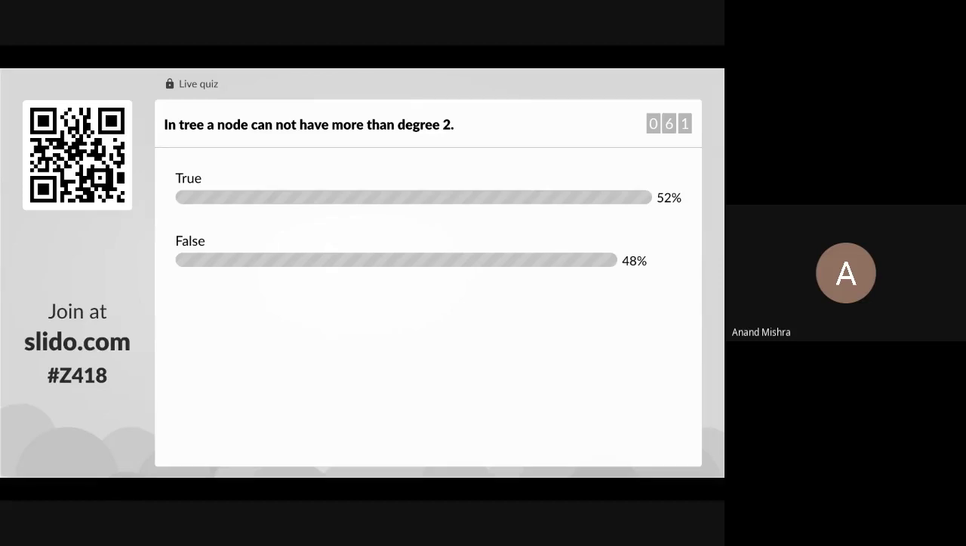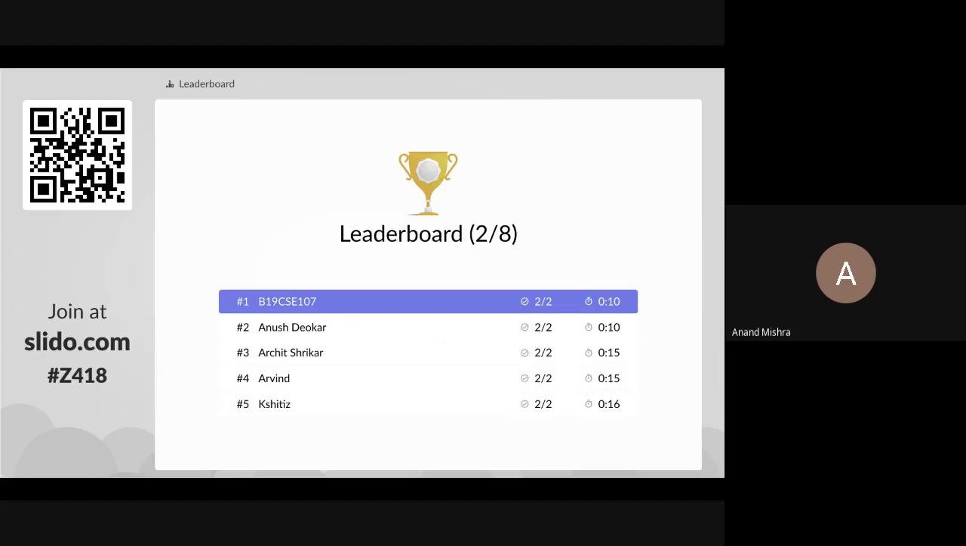So the degree can be more than 2. It doesn't have to be less than 2 or exactly 2, anything, right? So it can be more than 2. False is the answer, and this is very surprising to me. Anyway, at least a few guys did correct.